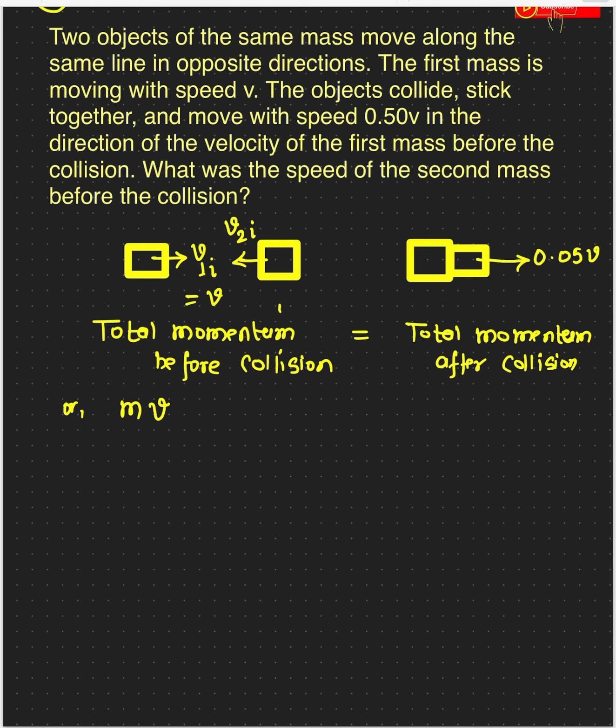Okay. And what is the momentum of this object, the second object? We know the mass. It does have the same mass, but we do not know the speed, so I'm calling it v2i. And the negative sign here means the object was moving in the opposite direction. Okay. And after collision, what is the mass here? The total mass would be m plus m, and the speed is given, 0.05v. So you solve this math and find out this v2i. That's all you have to do. Okay, you should be able to do it. Practice.